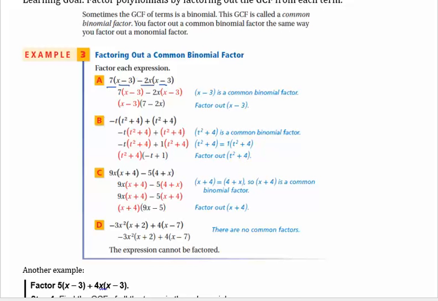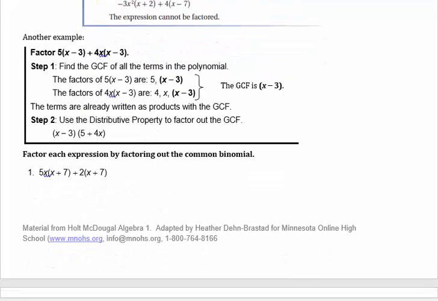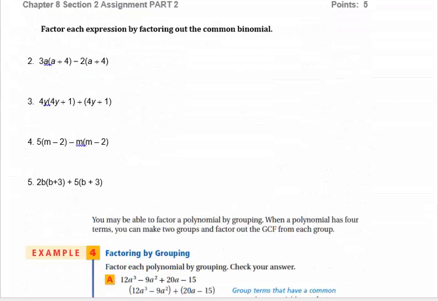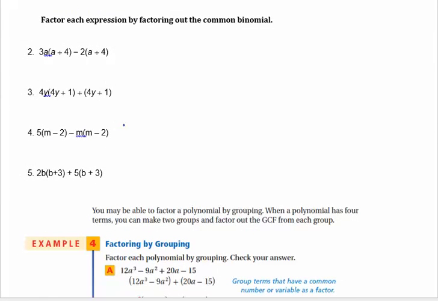So the first part of this worksheet, like 1 through 5, is not very difficult. Let's do number 4, just to show you how to do it. So we have 5 times (m minus 2) minus m times (m minus 2). The greatest common factor in both of them is the m minus 2. So we write that down in our first set of parentheses. In our second set of parentheses is what is left after we factor that out. So after I factor out the m minus 2, I'm just left with 5.